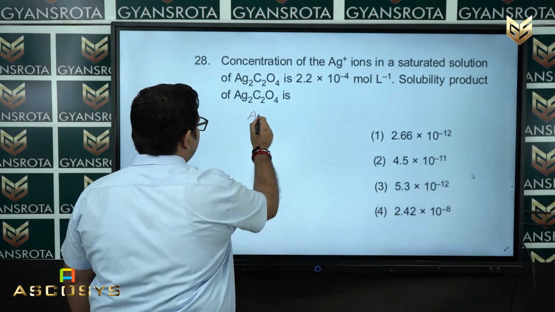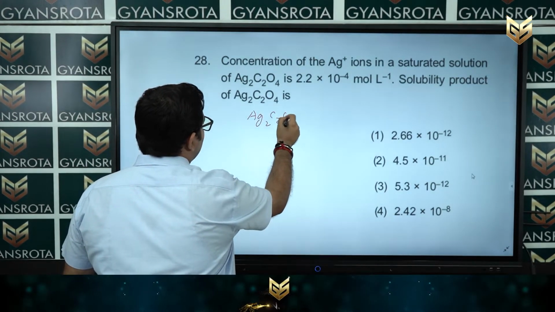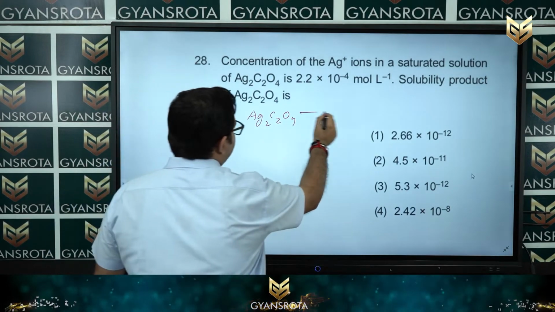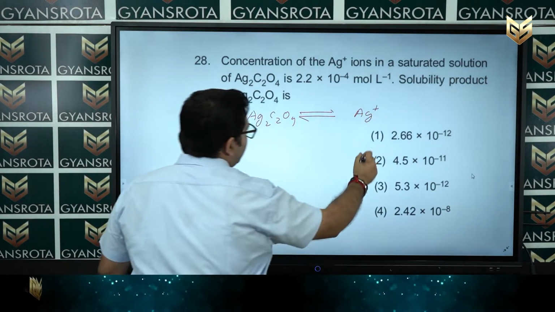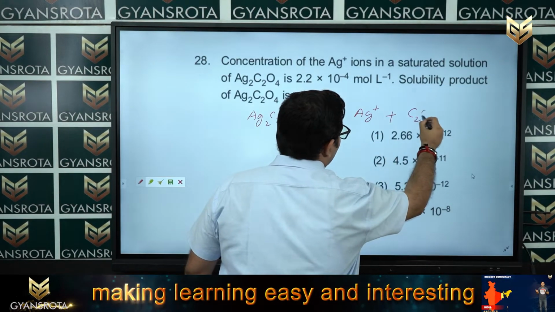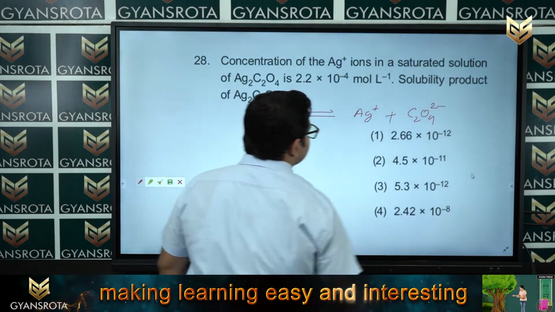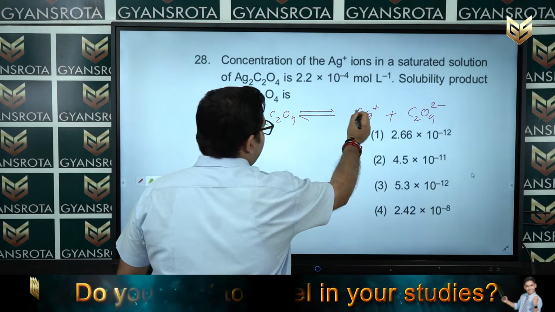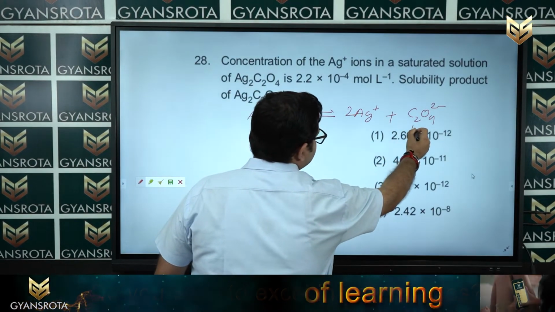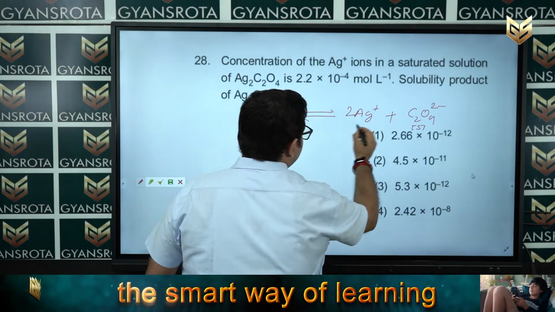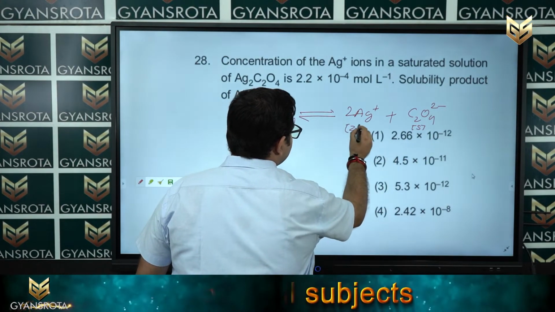So, if you see Ag2C2O4, when it dissociates, it will give you Ag+ and C2O4 2-. So, it will be balanced like 2 Ag+. Now, for this I am considering its concentration as S, and it will be 2S.